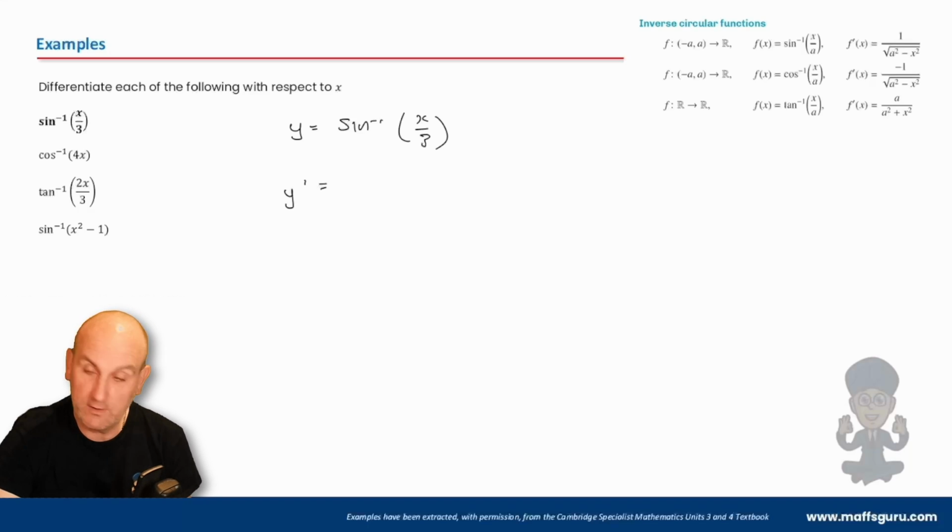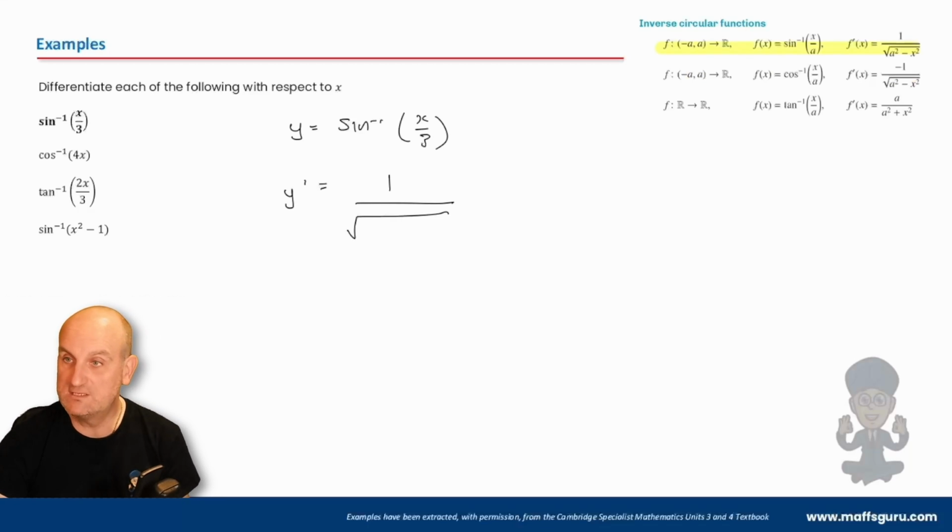So we're going to use the correct one. I'm going to highlight it so that I don't use the wrong one. And that's going to give me 1 on the square root of a squared, which is 3 squared, which gives me 9, minus x squared. Yeah, there we go. That's the answer. All right, nice and easy for the sine one.